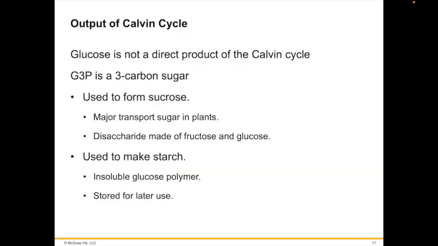Glyceraldehyde 3-phosphate is a 3-carbon sugar, a key intermediate in glycolysis. Much of it is transported out of the chloroplast to the cytoplasm of the cell, where the reversal of several reactions in glycolysis allows it to be converted into fructose 6-phosphate and glucose 1-phosphate. These products can then be used to form sucrose, a major transport sugar in plants. Sucrose is table sugar, and it is a disaccharide made of fructose and glucose.